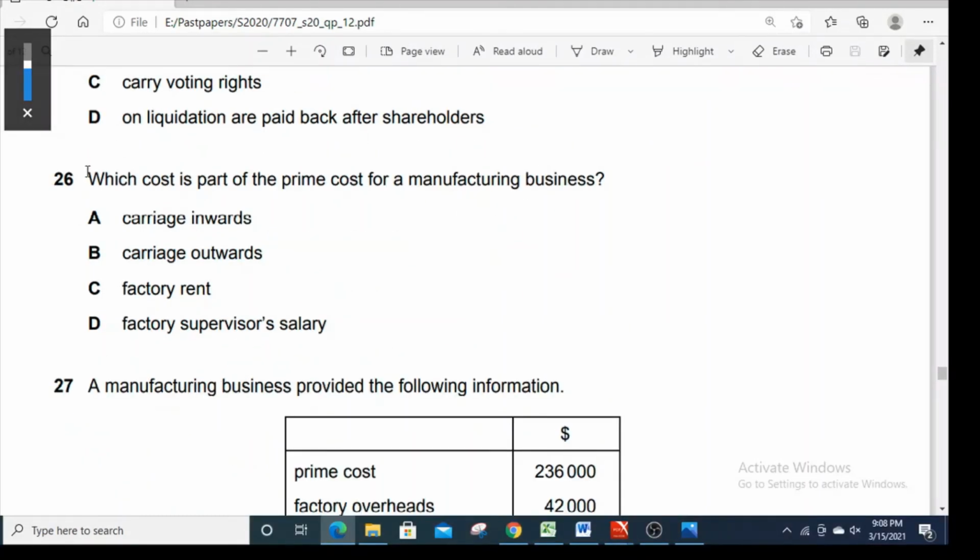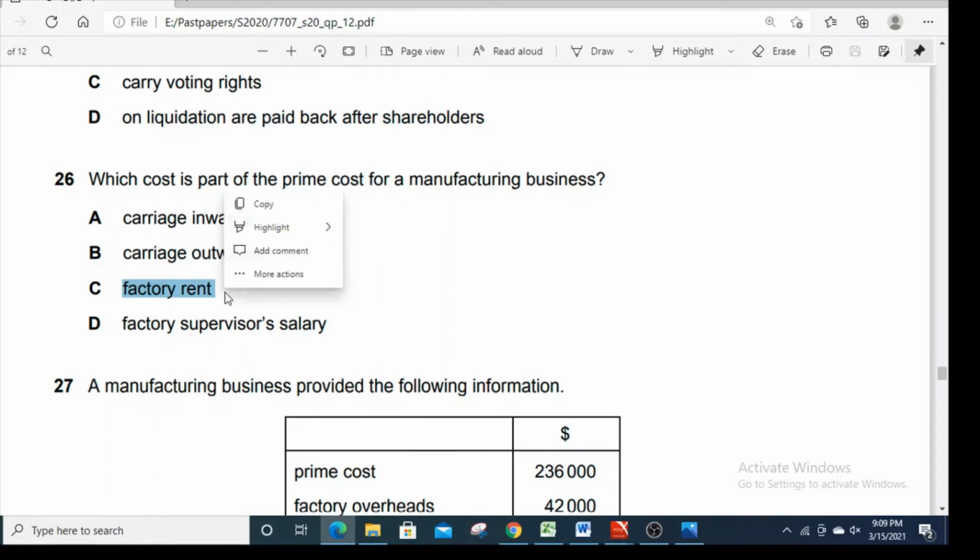Number 26. Which cost is part of the prime cost for a manufacturing business? Now, prime cost is the sum of all direct manufacturing costs. Carriage inward is added to purchases of material, so it is part of prime cost. Carriage outward is part of profit and loss account. Factory rent is an indirect manufacturing cost. Factory supervisor's salary is also an indirect manufacturing cost. So the answer is very simple, A, carriage inwards.